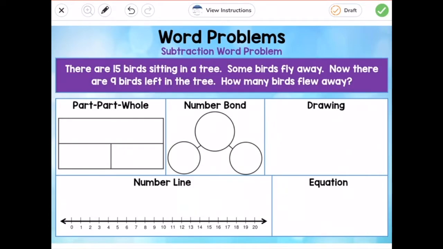On page 2, you also have a subtraction word problem. There are 15 birds sitting in a tree. Some birds fly away. Now there are 9 birds left in the tree. How many birds flew away? When you are done with your work, press the check mark to submit your work. Well, that's our Seesaw activity for today. Once that is done, we can do our 20 minutes of Splash Math practice.